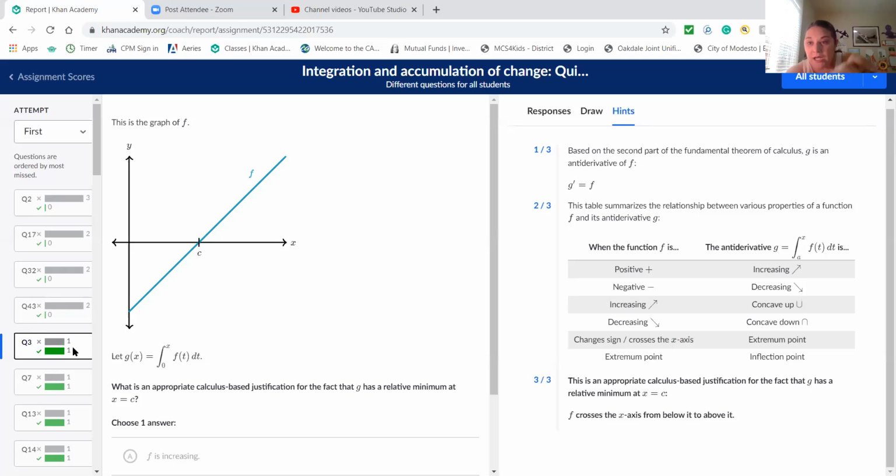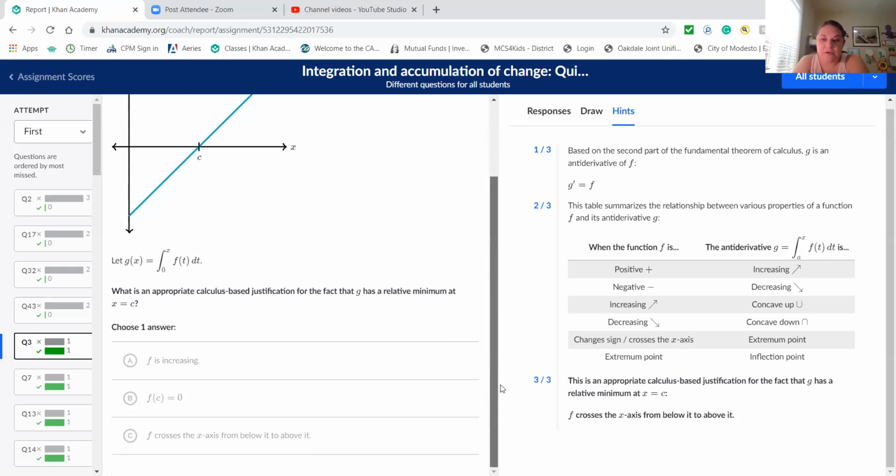So the reason why g would have a minimum is because f is changing. Let me take a look at, you see the hints hopefully over here on the right. Again, you can always see those hints if you don't know how to answer a question. Just look at all the hints and then try to figure it out. And hopefully in a couple of days you'll do really good on the unit exam. And so the f crosses the x-axis from below and above it is the correct answer on that one. You can see over here on the hints, it shows what the correct answer is on the bottom.